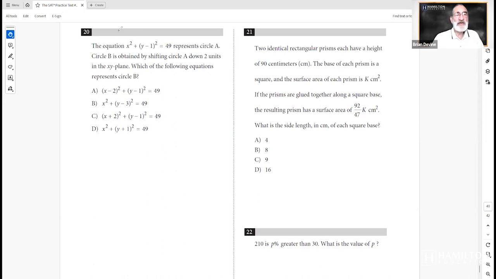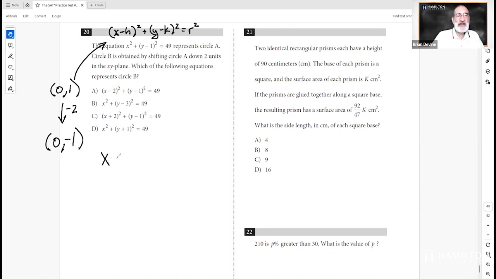And if I look at this, I want to compare it to the general equation for a circle, x minus h squared plus y minus k squared equals radius squared. So the center of this one, looking at that, circle A must be centered at 0, 1. And I move that thing down 2 units, which means I'm going to take 2 away from the y value. So now it's going to be at 0, -1.